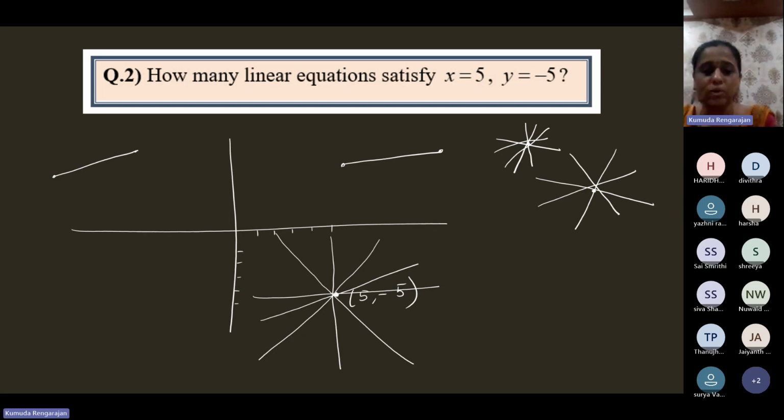Now this point 5 comma minus 5 lies on this line, it lies on this line, it lies on this line. This point 5 comma minus 5 lies on infinitely many lines. And every line is given by a different linear equation, because they are different lines. Different lines are given by different linear equations. And so the answer to this question, how many linear equations? Infinitely many linear equations can satisfy this point 5 comma minus 5.